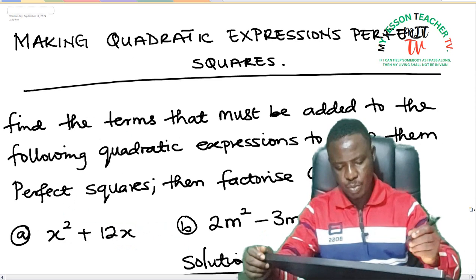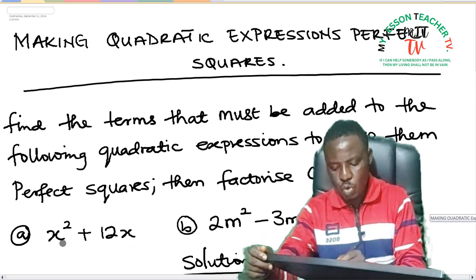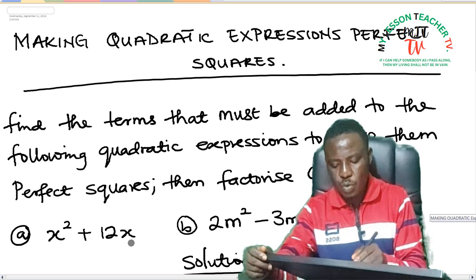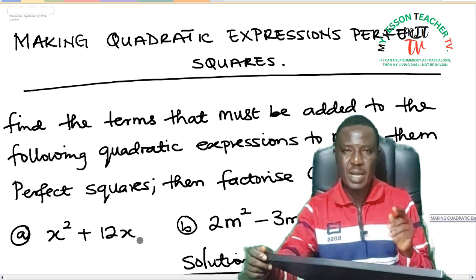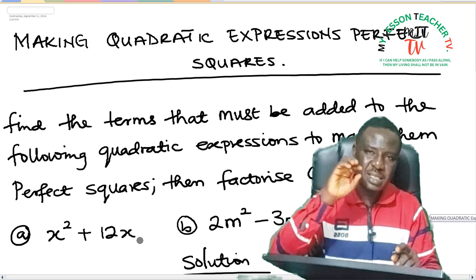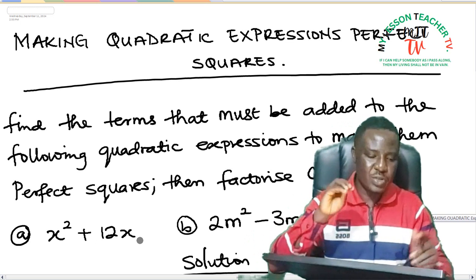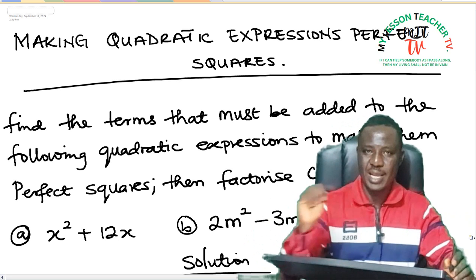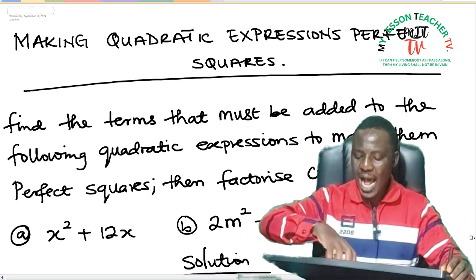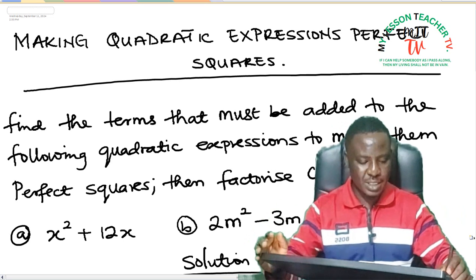If you remember, what we did here, we had to look for a term that we added to x squared plus 12x to make it a perfect square. That term that is added is what we refer to as completing the square. So you have to add something to make it complete.